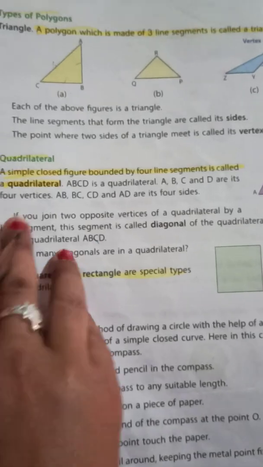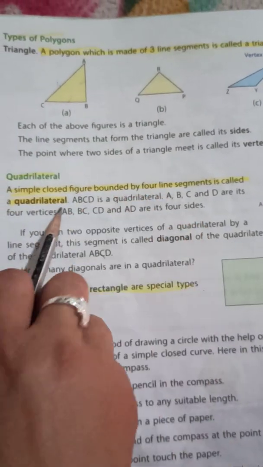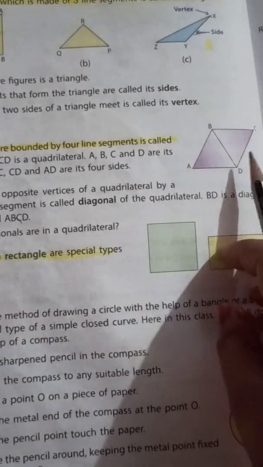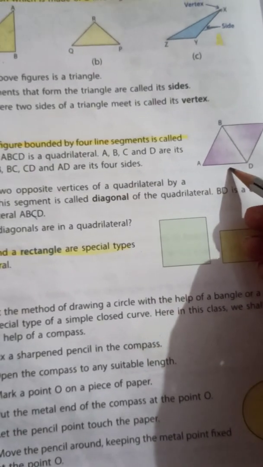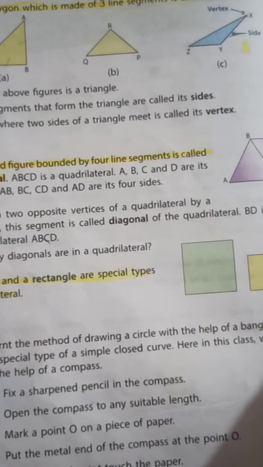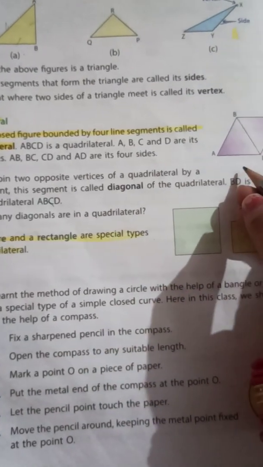Now comes the quadrilateral. A simple closed figure bounded by four lines is called a quadrilateral. It means a closed figure that has four lines. In a triangle there are three sides, but in a quadrilateral there are four sides or four lines and four angles.